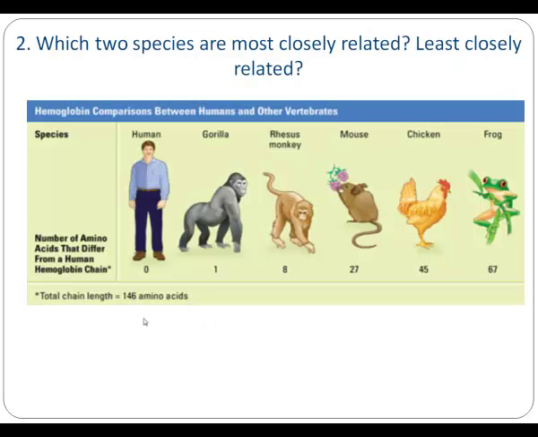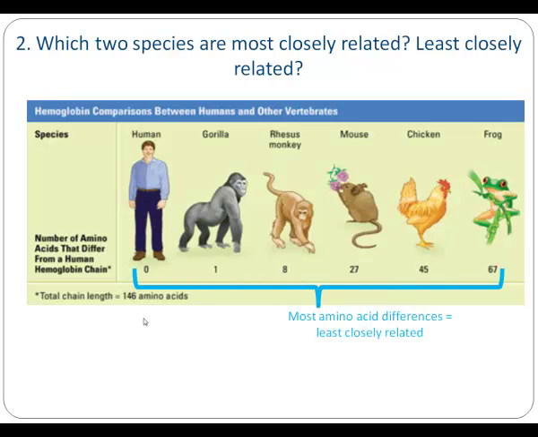Which 2 species are most closely related and least closely related? So the least closely related are going to be the human and the frog. If you look, they have 67 different amino acids for the hemoglobin protein. So because they have the most differences, they're the least closely related. The most closely related is going to be the gorilla and the human because they only have 1 amino acid that's different. So out of the 146 amino acids, the human and the gorilla have 145 that are the same.